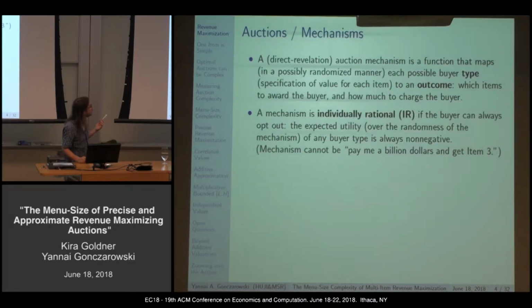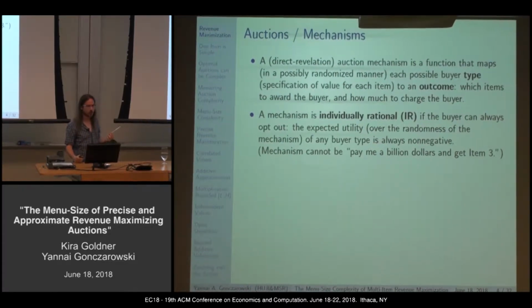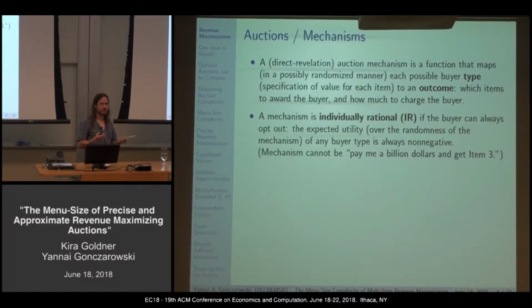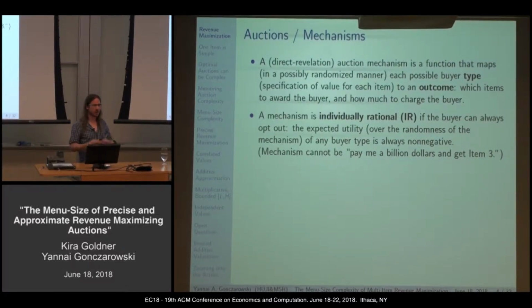And a mechanism is individually rational if the buyer can always opt out. What I mean by that is that the expected utility, over the randomness of the mechanism, of any fixed buyer type is always non-negative. So opting out would give me zero utility because I would pay nothing and have no items in my hand. And if for any buyer type, whatever the mechanism gives me has non-negative utility, it means that I never want to opt out. I always want to do what the mechanism tells me to.